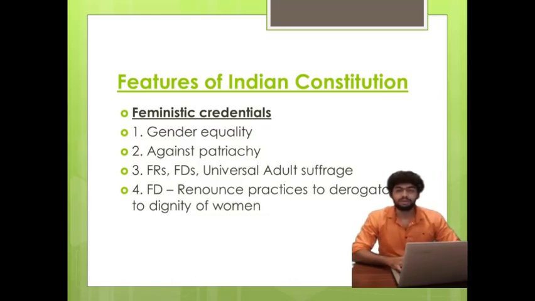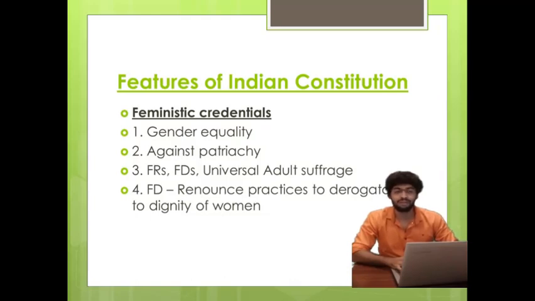At this point, I would also like to mention that the Indian Constitution granted universal adult suffrage and equal rights to women at par with men. This was not seen even in case of the American Constitution. In America, the women had to wage a very long war to seek equal rights at par with men.